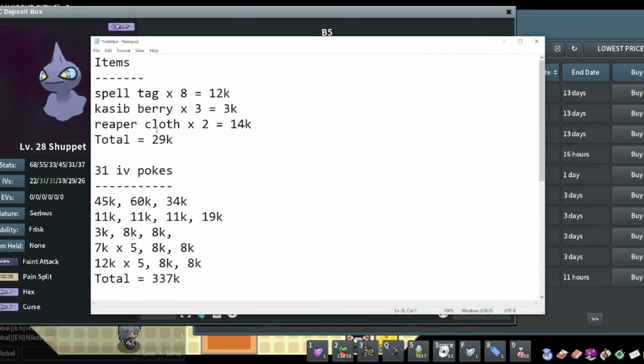And here we go. We've got our items. They add up to 29K. The Reaper Cloths actually sell for quite a bit. And then we've got the 31 IV Pokemon. My 31 IV Pokemon, they're actually really, really good.